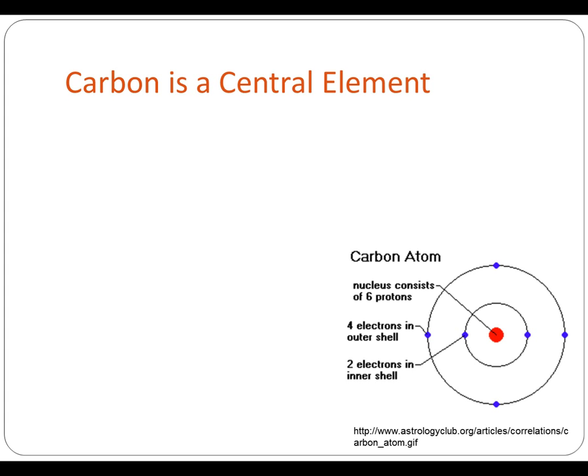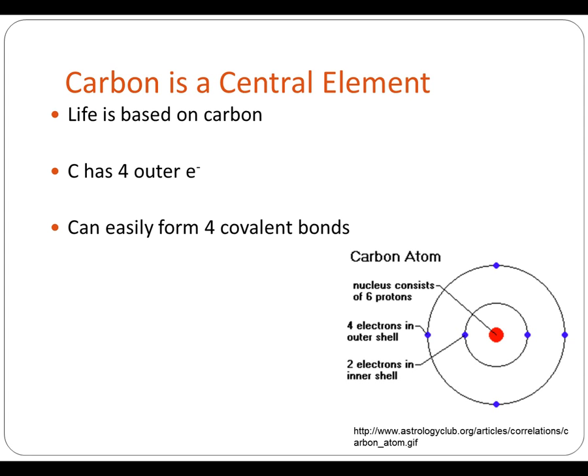And if you remember our example of methane, it was CH4: 1, 2, 3, 4. Or the double bonds with carbon dioxide. It has what's called a valence of 4. So it has 4 outer electrons, and therefore can very easily form covalent bonds with up to 4 different atoms. And so it's versatile, in other words. We're going to see carbon throughout the semester.